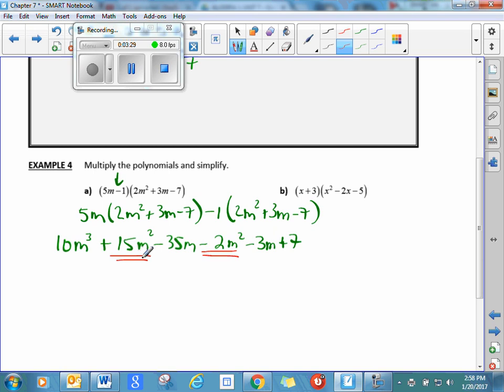So if I've got 15m squares and I take 2 of them away, that leaves me with 13 of the m squares. And of course the 10m cubed came down as our first term. Okay, so that takes care of those guys. And now what do I have here? I have an m to the first power and more m's to the first power. And they're both negative. So that's going to give me minus 38m to the first power. And finally, the constant on the back end, plus 7.